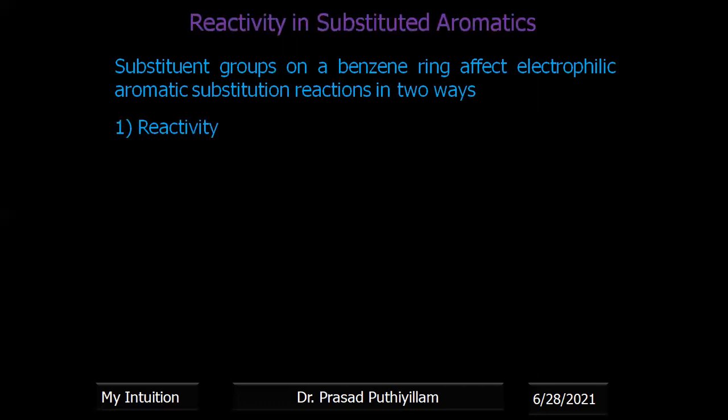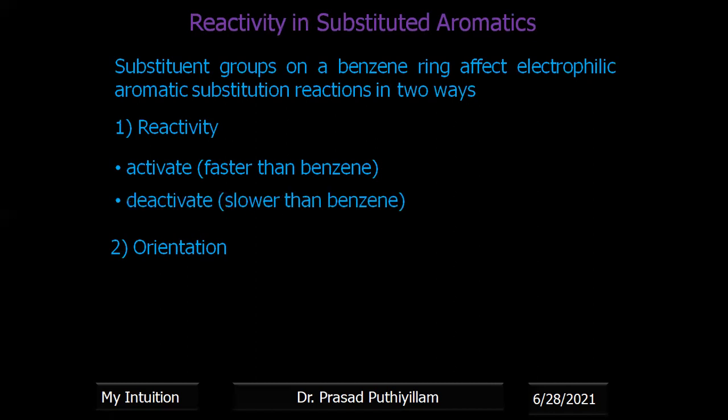That is, it will affect the reactivity as well as the orientation. Reactivity: if it is activated, it will undergo a faster reaction than benzene. If it is deactivated, it undergoes a slower reaction than benzene. Then it may be an ortho-para orienting group, or a meta orienting group, that is, meta directing or ortho-para directing group. All these are discussed in the coming slides.